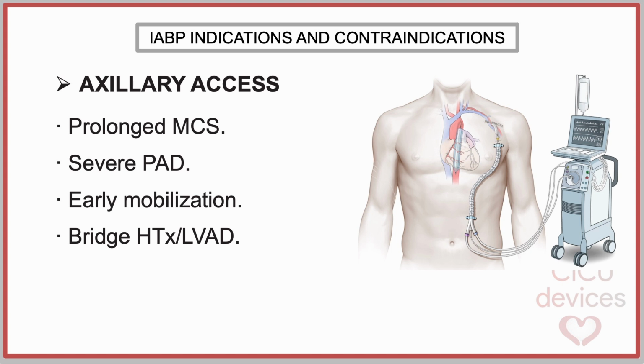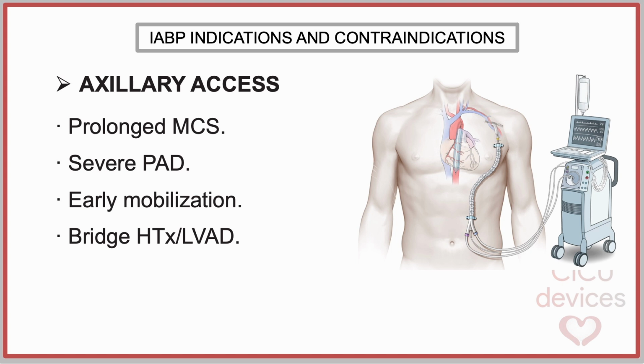Since the catheter exits in the upper thoracic region rather than the groin, patients can ambulate and participate in rehabilitation while maintaining IABP support. This feature is especially beneficial in candidates for heart transplantation or durable left ventricular assist devices, where physical conditioning and preservation of peripheral cannulation are critical to optimize post-transplant outcomes.